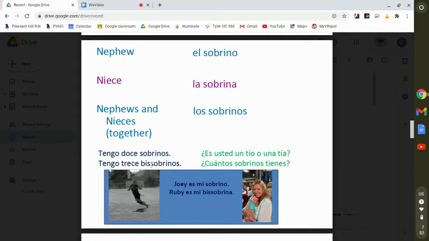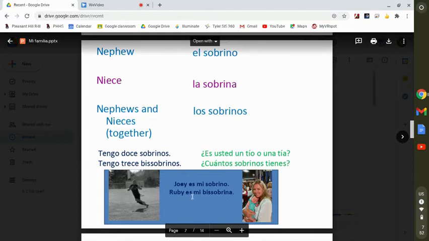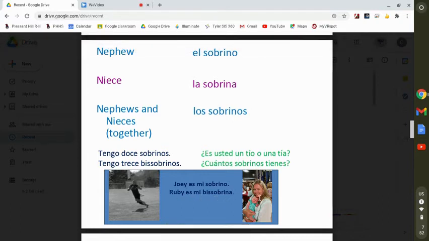It just means great. Okay, so I'm asking you, ¿es usted un tío o una tía? Are you an uncle or an aunt? ¿Cuántos sobrinos tienes? Then here are my sample sentences. Joey es mi sobrino. Aquí es Joey. Y Ruby es mi bisobrina. She's my great niece.